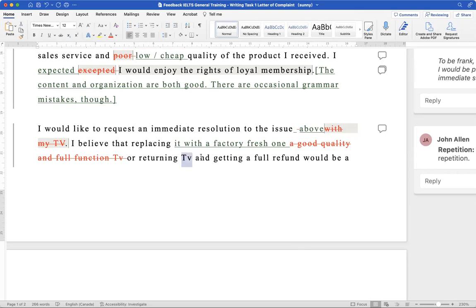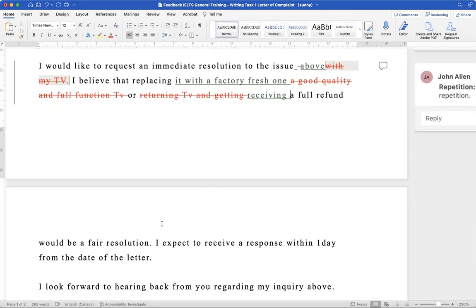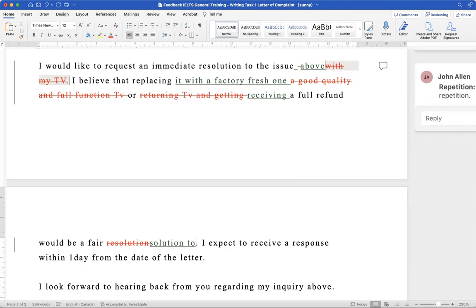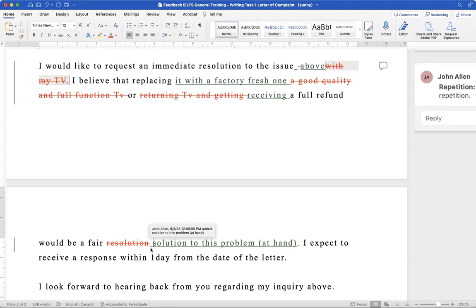returning it and or just, you don't need to say return again, or receiving a full refund. Get is informal. You can say receive, or receiving a full refund would be a fair solution. A fair solution to this problem at hand. It's an expression. At hand means the problem we are discussing right now, the problem I am summarizing right now. It's idiomatic language.